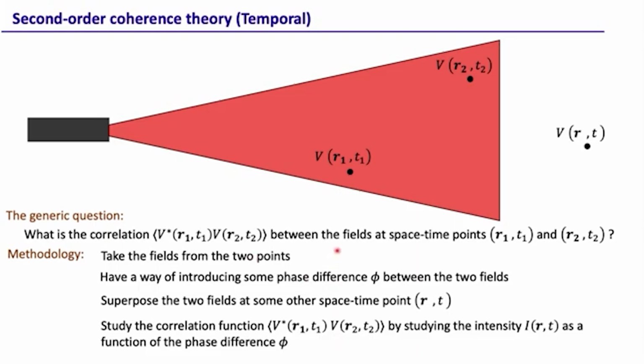Again, I have done it for R1 T1, R2 T2, space and time both. One can do it just for the space, just for the time, or one can even include polarization and so on. But this is the general methodology. Now I actually want to investigate this one in all the details for time, and that's what we call second order coherence theory.